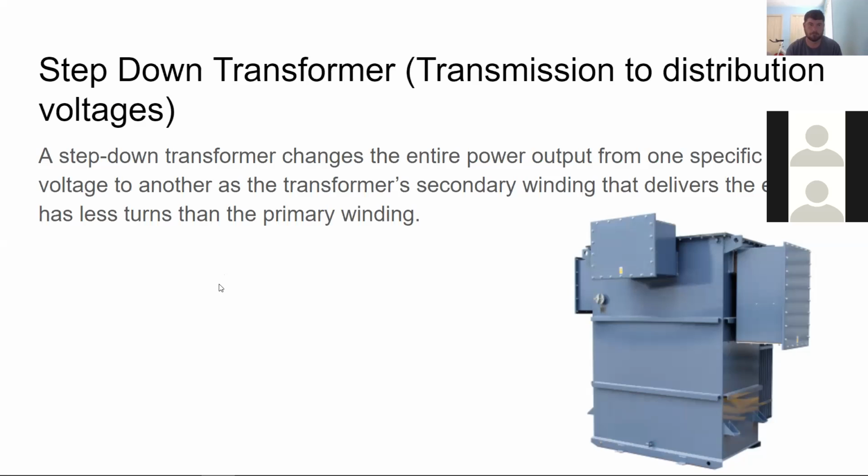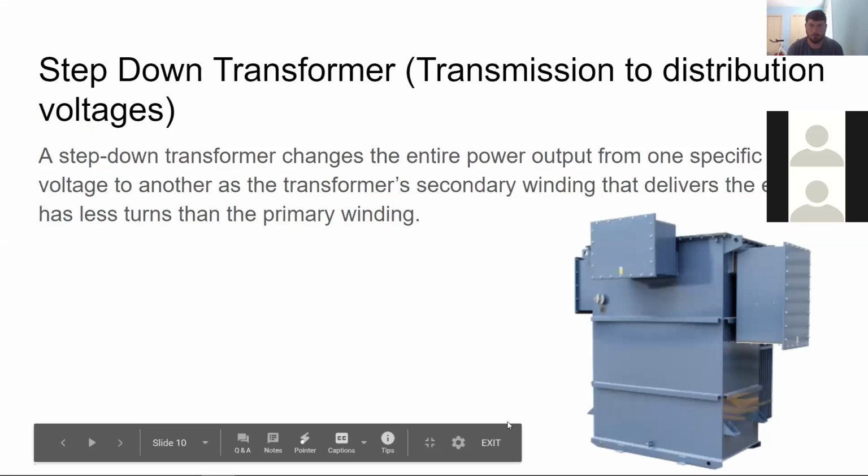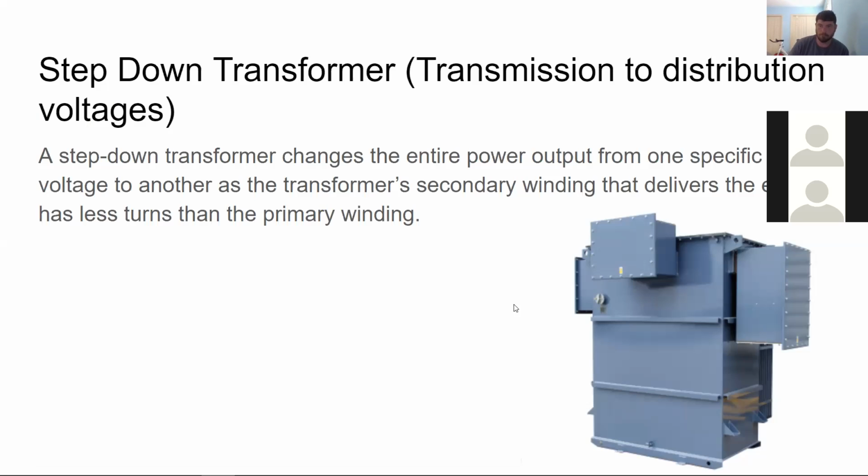All right, step down transformer. A step down transformer changes the entire power output from one specific voltage to another, as the transformer secondary winding that delivers the energy has fewer turns than the primary winding. You're right. You guys, in looking at this transformer, do you think this is a distribution substation transformer? Be careful.